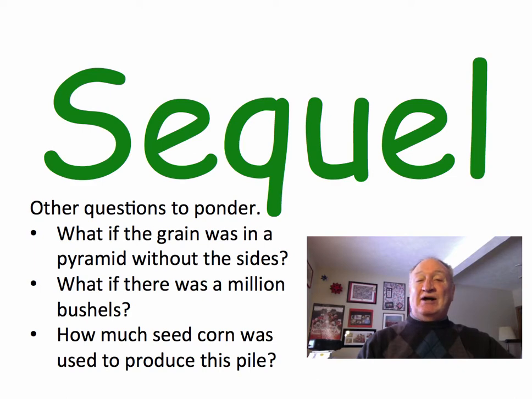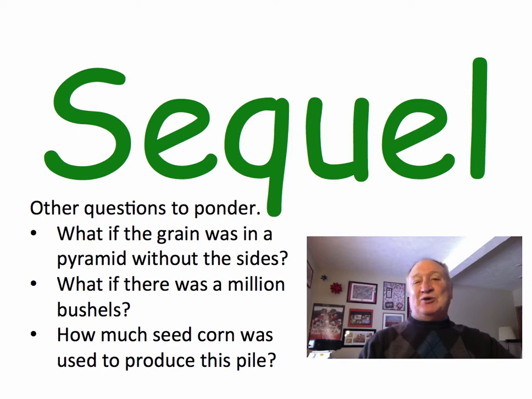The last part of 3-acts is a sequel. So I have a couple questions that I would pose. What if the grain was in a pyramid without the sides? Many times they don't have the container or the sidewalls for it, so they just pile it just so it runs down. So what would be the volume of that?